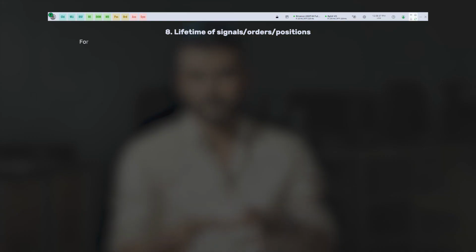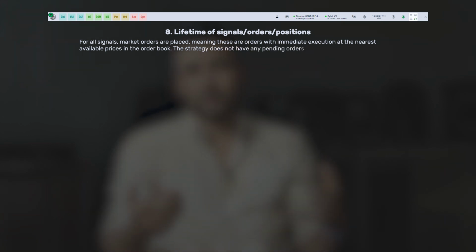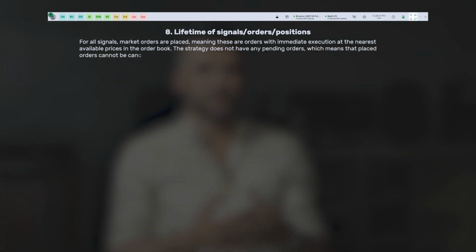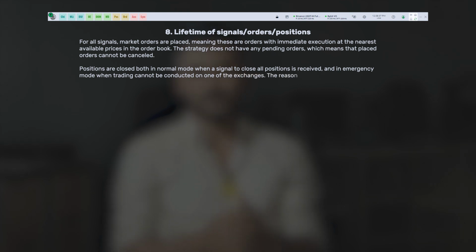My example of this point looks like this. For all signals, orders are placed at the market. These are market orders. They have immediate execution at the nearest available prices in the order book. The strategy does not have pending orders, which means that placed orders cannot be cancelled. Positions are closed both in normal mode when a signal to close all positions arrives and in emergency mode when trading cannot be conducted on one of the exchanges.